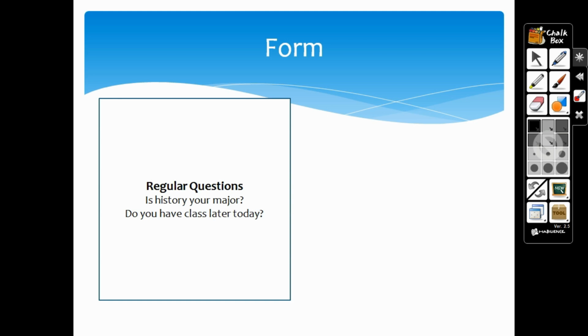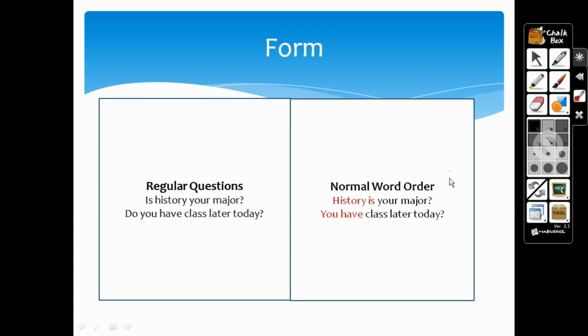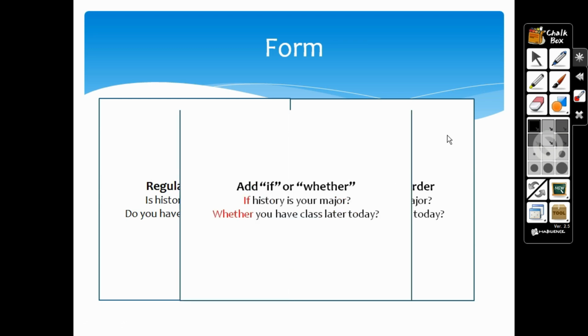First, you have a regular question, such as, is history your major? Do you have class later today? Now you have to change those questions into a normal word order. So, history is your major, or you have class later today. Now, you have to add an if or a whether in front of that part.